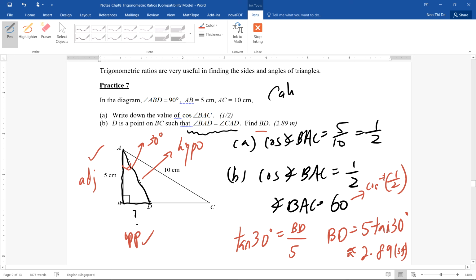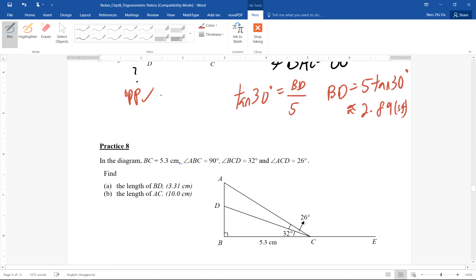Cross multiply, BD equals 5 times tangent 30. You round off to 3SF: 2.89. So take note, here you have two sets of answers. 5 times tangent 30 is your accurate answer, the answer that we will use if you need to use it again. 2.89 is your estimated final answer. Is that clear? So you have a final answer which is estimated, but before that you have an accurate answer. Alright? So with this, do practice 8 now.